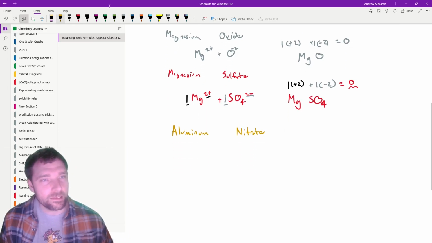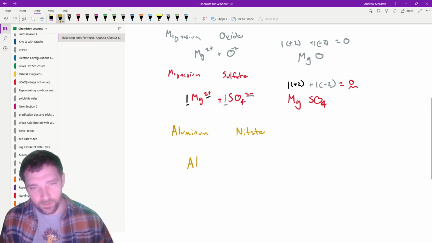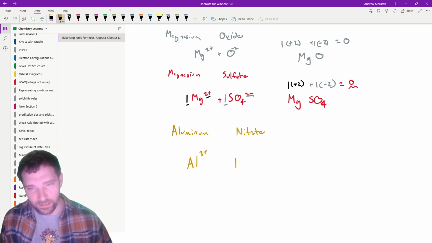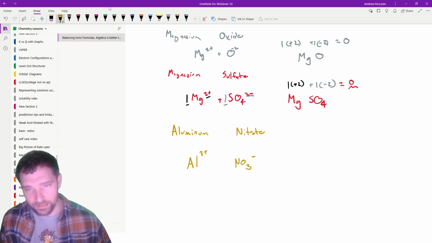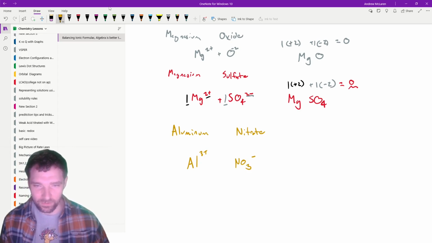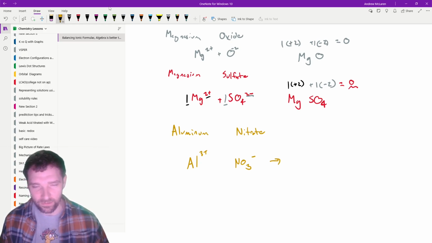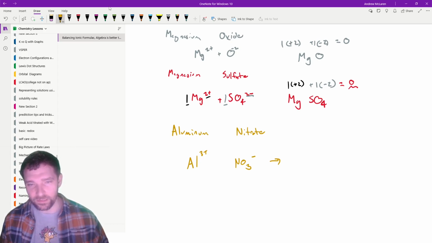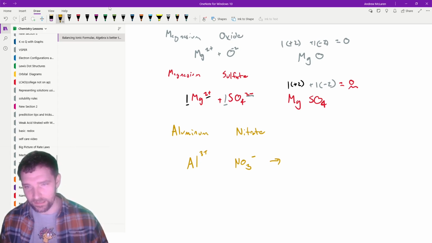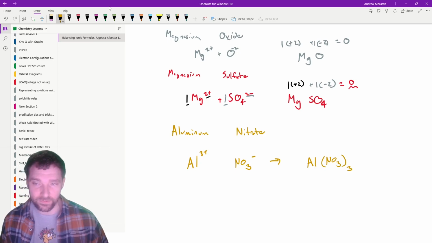And then for this last one, we've got aluminum. Aluminum is plus 3, and then you've got NO3 minus. You've got the subscript, which might throw people off again, but if you were to think about this in terms of the charge, there's only 1 of these, and there's 3 of these here. So really what we need here is an Al and then NO3, and there's going to be 3 of those.